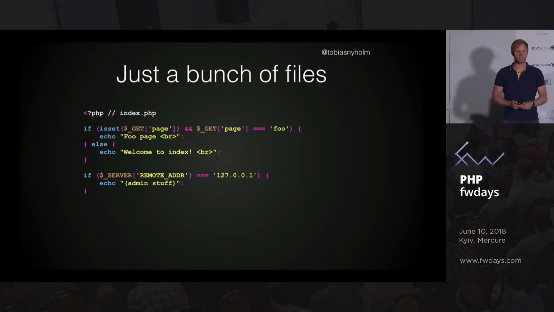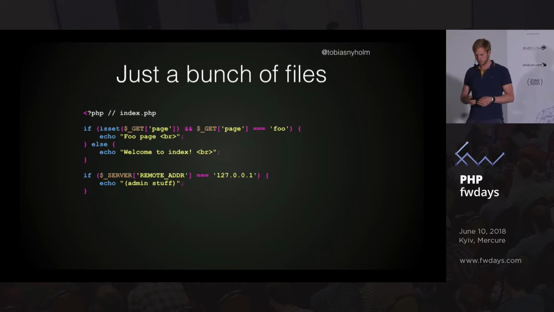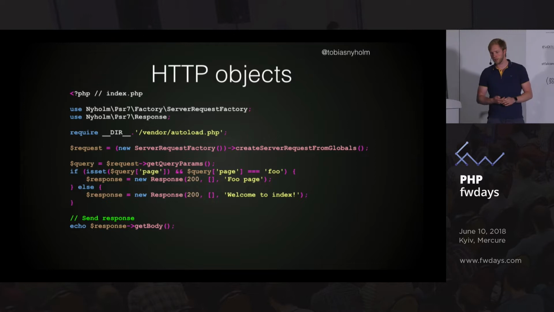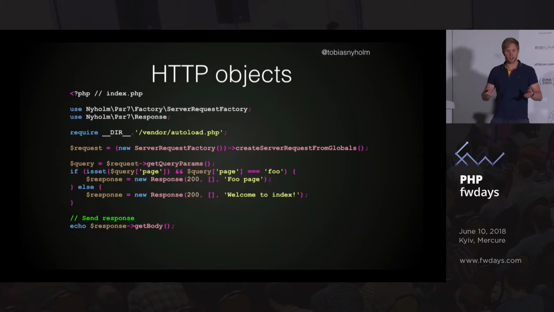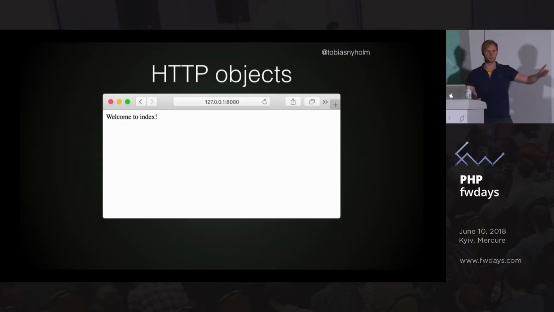And someone told us that PSR-7 is a great thing. I mean, the PSR that describes HTTP objects. So let's use some HTTP objects. Let's implement some requests and responses. So what we do here, we just create a request using a request factory, and we create it from globals, as you see. And then instead of accessing the global variables, you're just using that request object to access the variables. And then instead of echoing out your output, you're just creating a new response class. This is a minor improvement, and the results look like this.